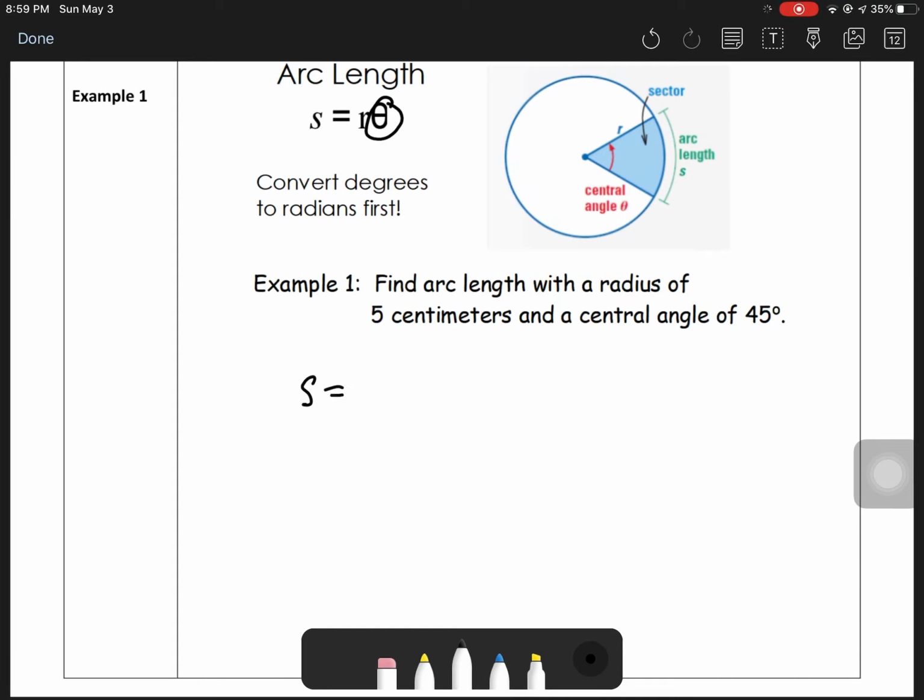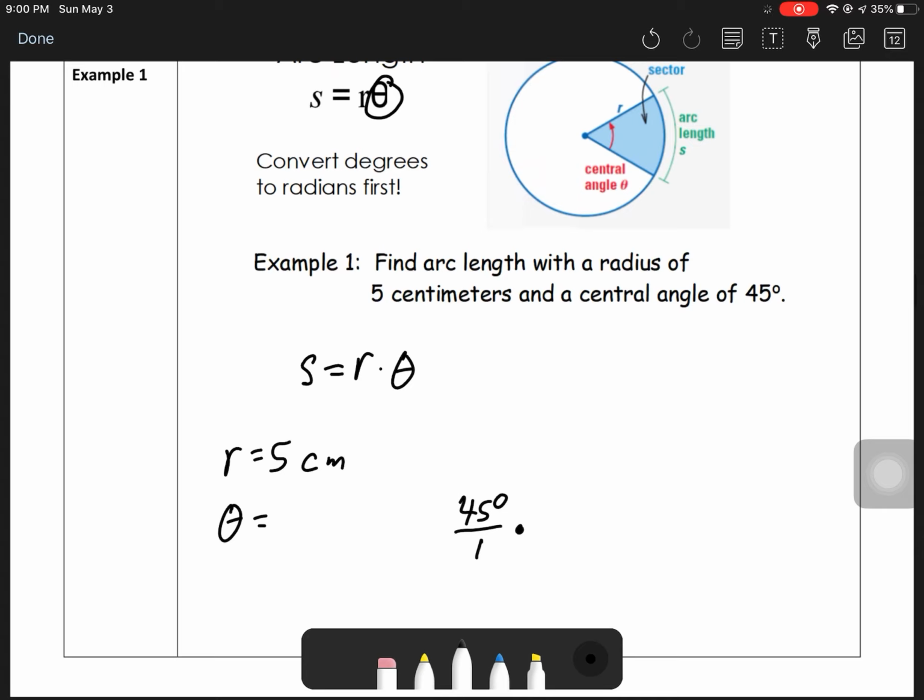So S equals R times theta. We know that R is 5 centimeters. Theta, however, we don't know just yet. We want to convert that from degrees into radians. So if you remember, to do that, our degrees is 45 over 1. We always put the degree over 1. And now, since we want to convert it into radians, we're going to put pi over 180. And we're going to multiply these. So we get 45 pi over 180. This reduces. 45 actually goes into 180 perfectly. It goes in there 4 times. So we get pi over 4. So theta is pi over 4.